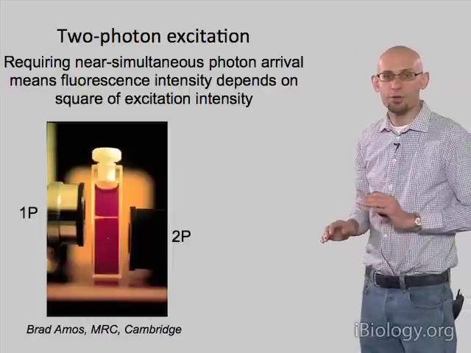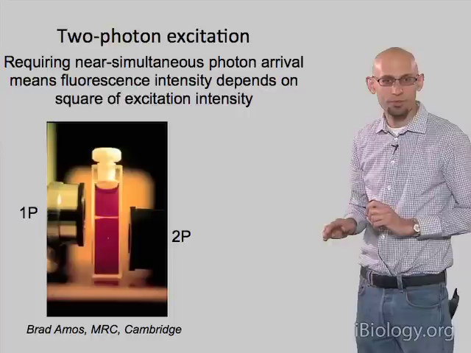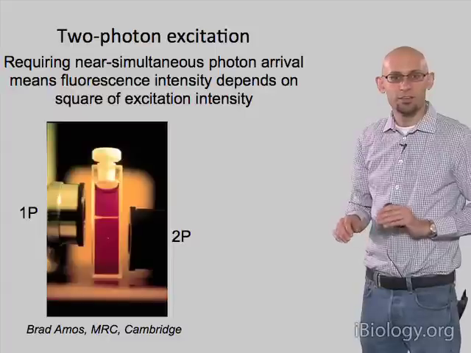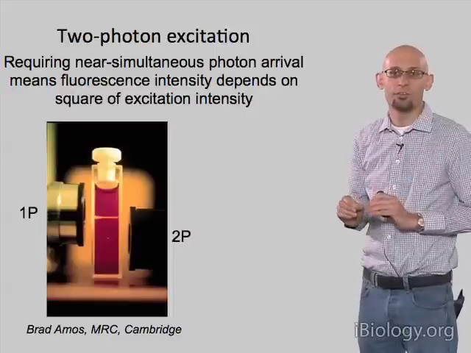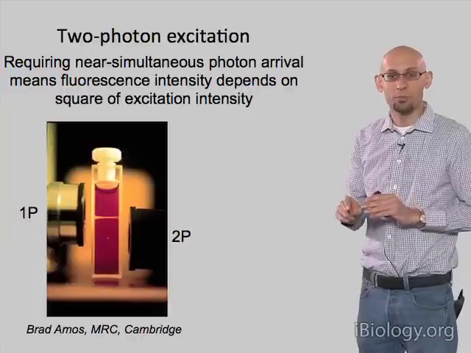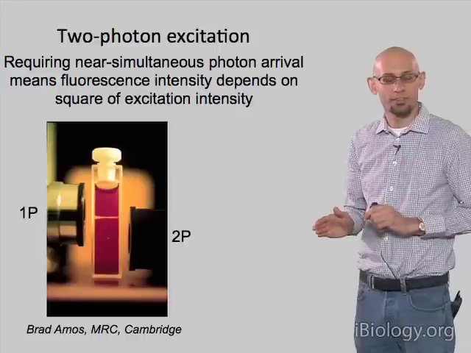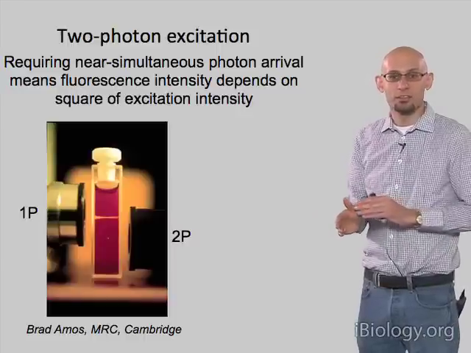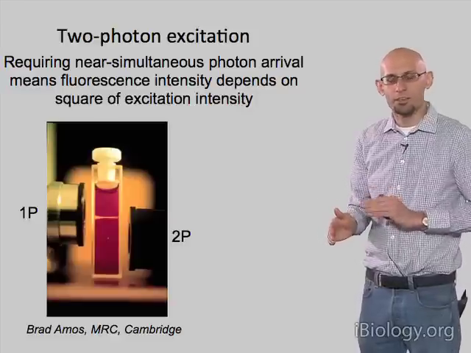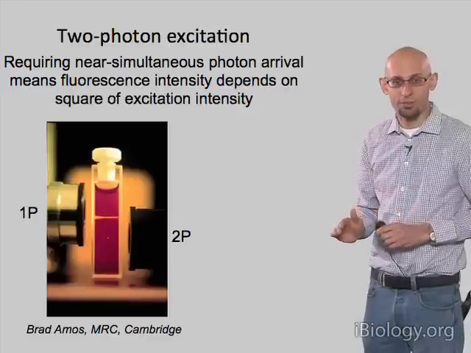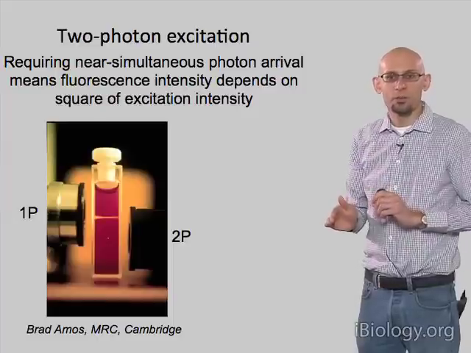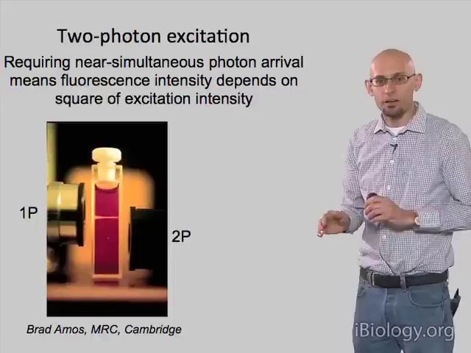Because we require these 2 photons to be absorbed nearly simultaneously in the sample, this means that the brightness of our sample, the fluorescence intensity, is going to depend on the square of the number of photons arriving there, because we have to absorb not 1, but 2. So we have to multiply the probability of absorbing the first photon times the probability of absorbing the second photon, and that gives rise to this dependence on the square of the excitation intensity. And this turns out to be actually a very nice property of 2-photon excitation, because it means that we have a nonlinearity in our excitation properties, which gives rise to a localized excitation.